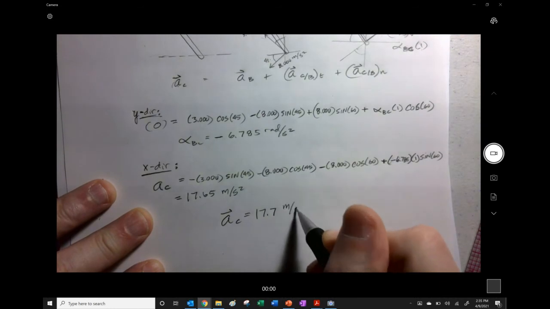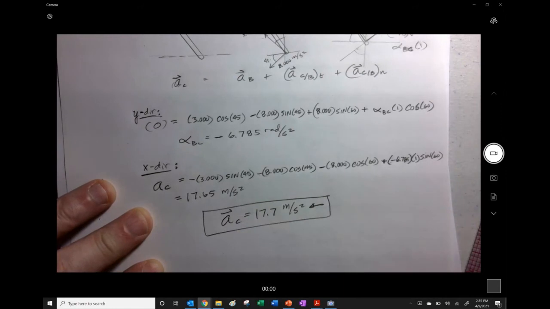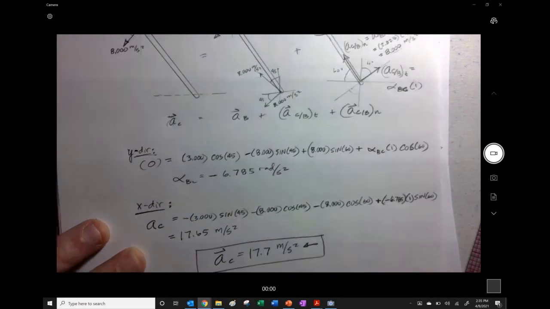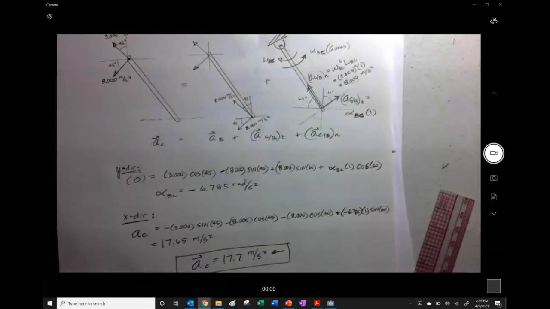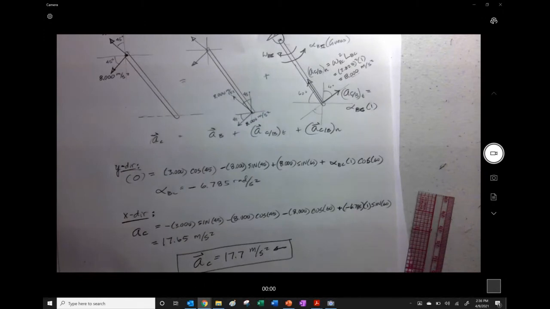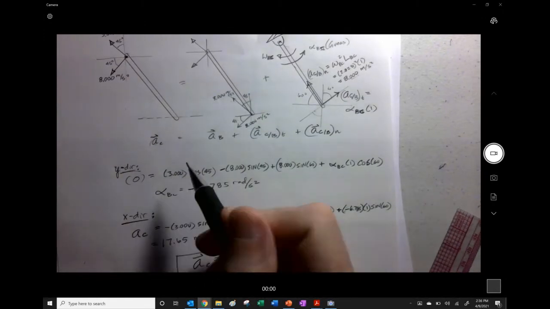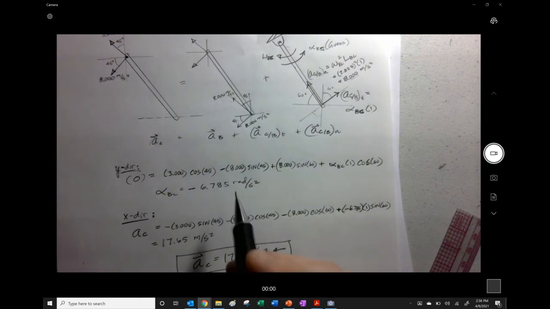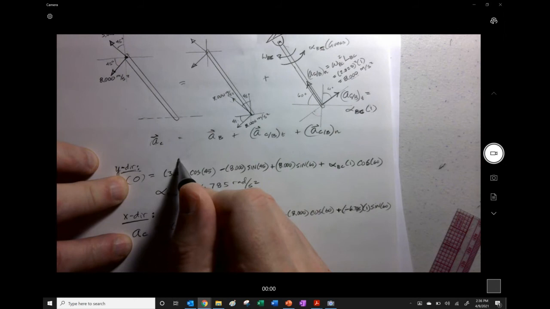I have a question. Yep. Can you label each part in the equation, being the a_B, a_C/B, the tangent, and then a_C/B normal? Okay. Absolutely, let's see.